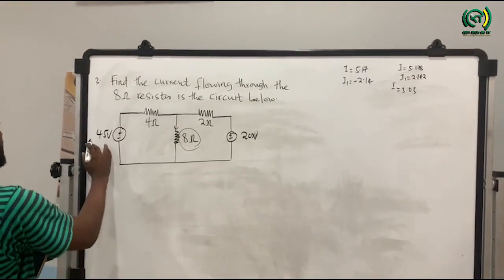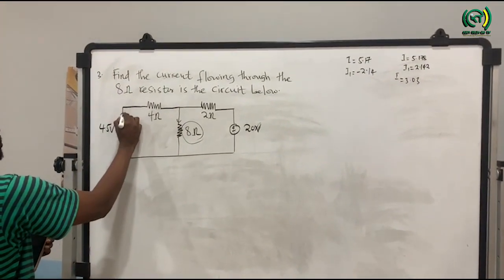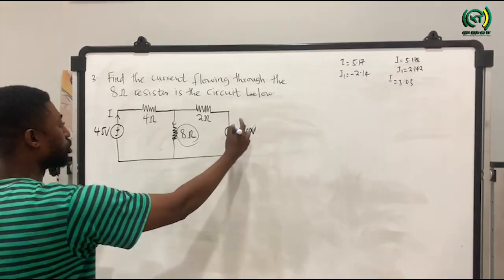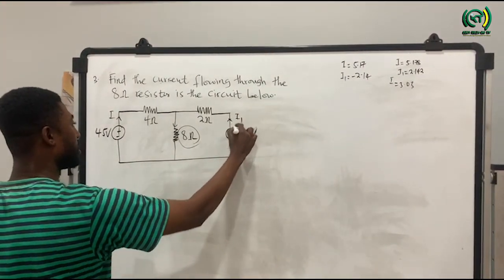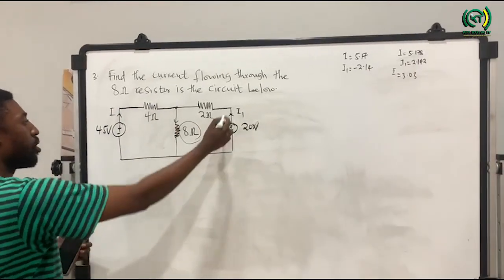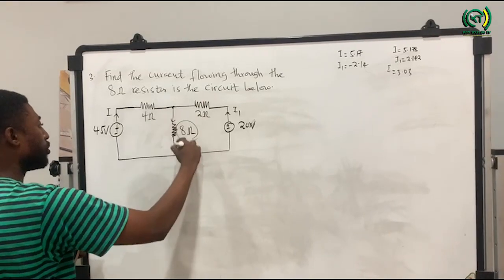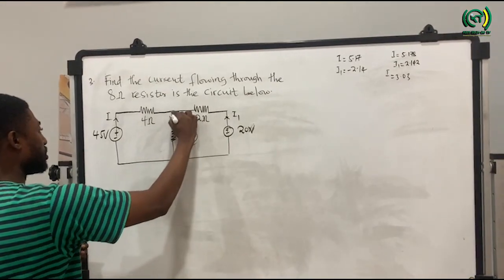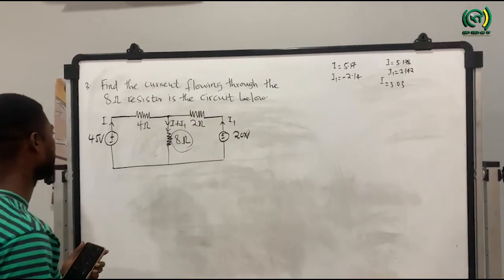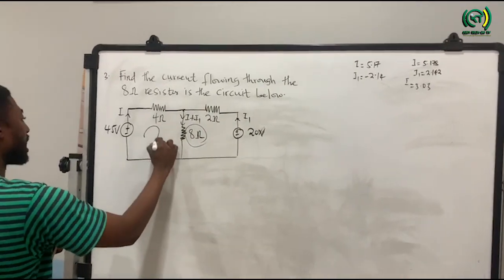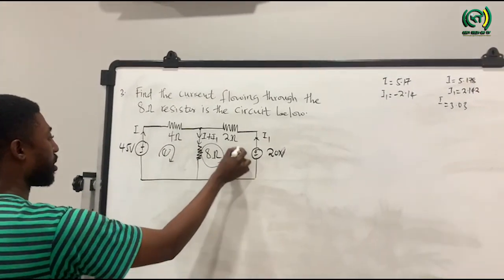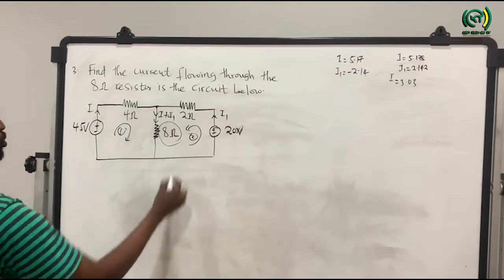So let's say this 45 volt will drive a current called, let's say, I. This 20 volt source will also drive a current I1. So when I and I1 meets at this junction, all the current will now flow through the resistor 8 ohm. So we are going to have I plus I1 here. So now we can have two loops. One here, loop 1. Then this time around, I'll go this direction, loop 2.